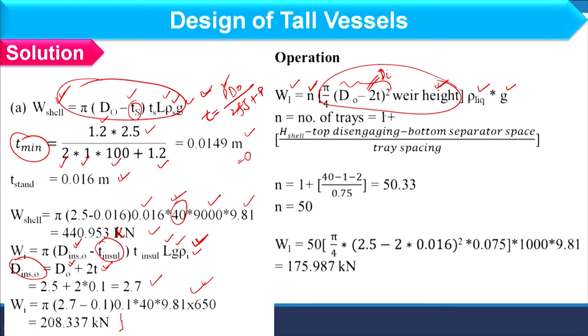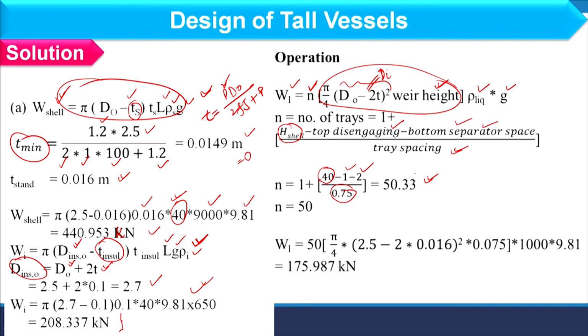Okay. So, let us see how to find out number of trays. For this we have the expression 1 plus (H shell, that is height of the shell, minus top disengaging space minus bottom separator space) divided by the tray spacing. All these parameters are known to you: 40 meter is the shell height, 1 meter is top disengaging space, 2 meter is bottom separator space, and 750 mm is the tray spacing. Considering this we can find out number of trays as 50.33.